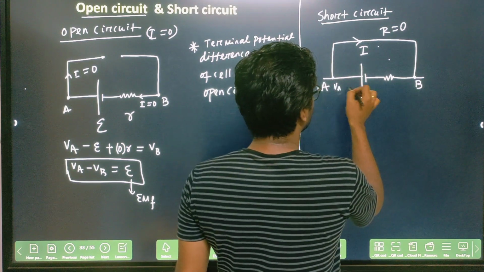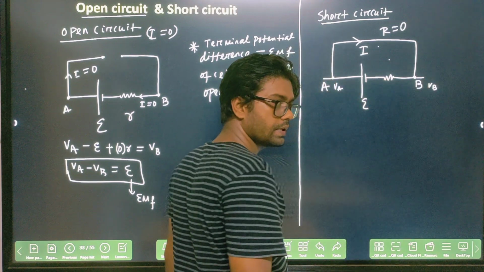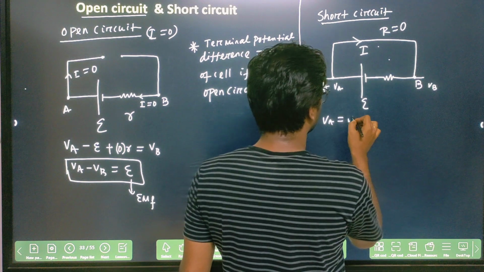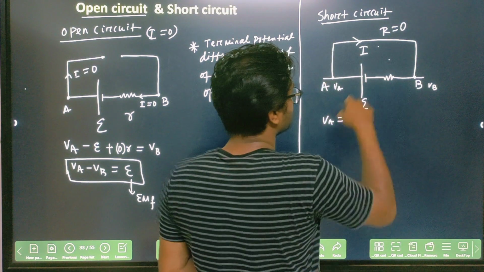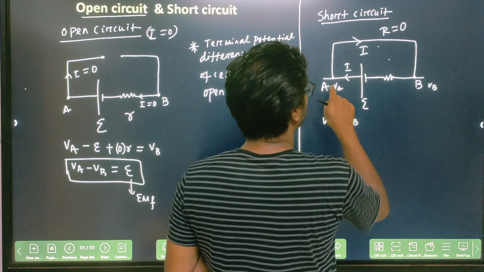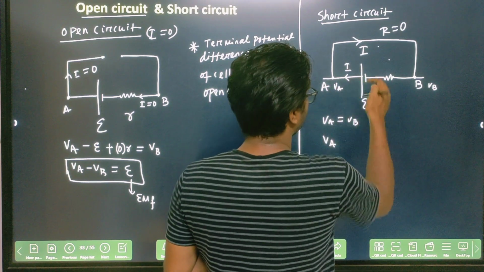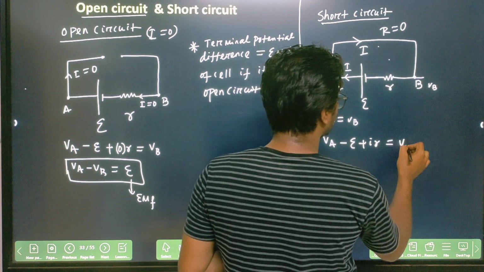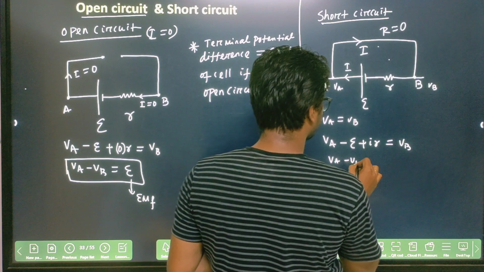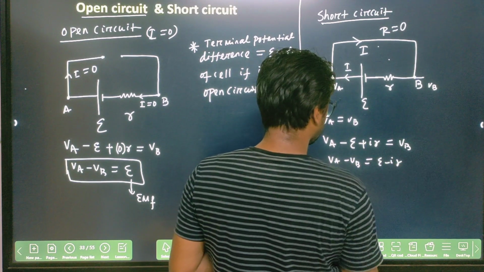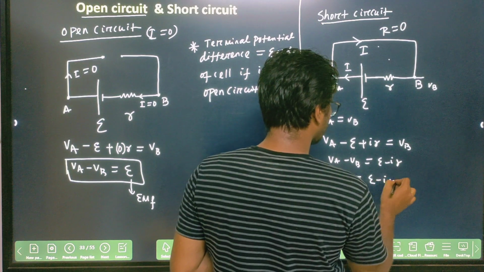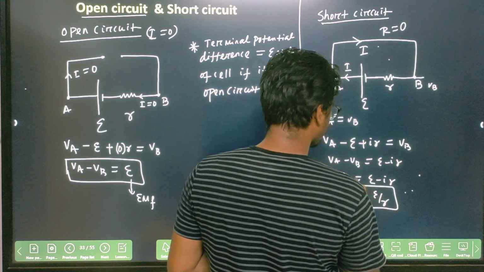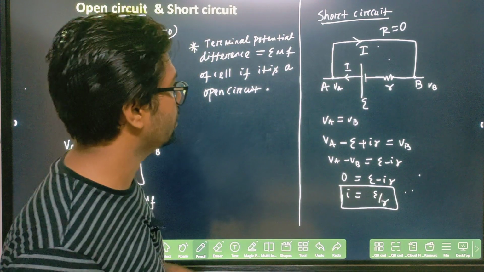If it is connected like this, the potentials at A and B, VA and VB, are the same. So VA equals VB. Writing this down, the current is I, so VA minus E plus I into R is equal to VB. So VA minus VB equals E minus IR. Here VA minus VB is 0, so 0 equals E minus IR, so I will be E by R. Clear? This much you will get for a short circuit.